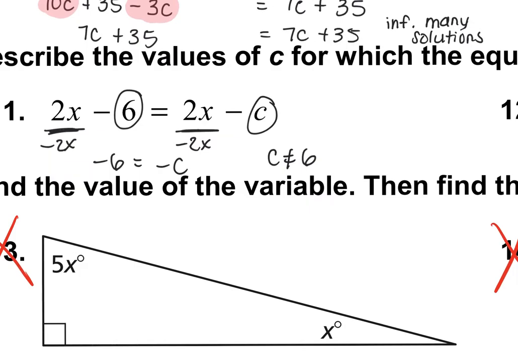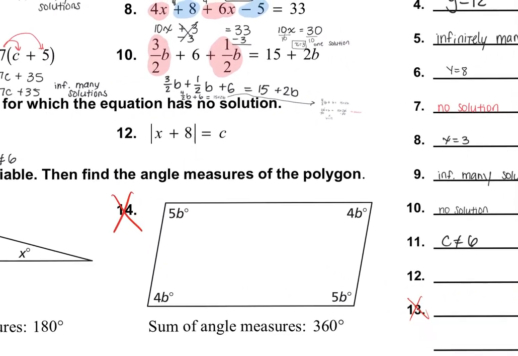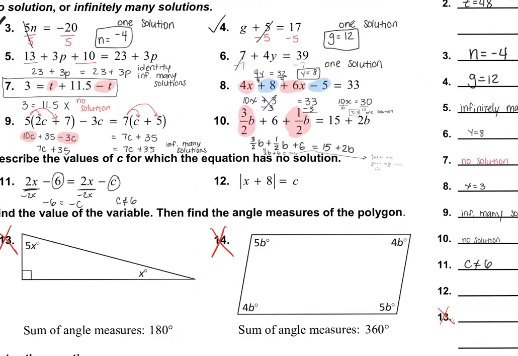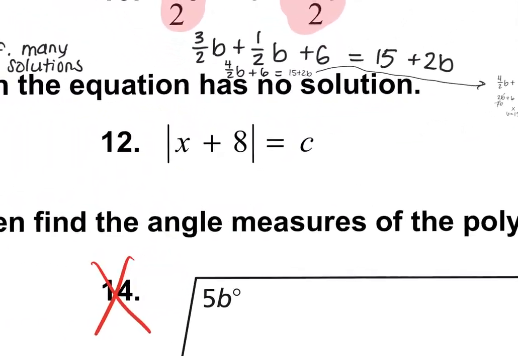We would have infinitely many, because negative 6 always equals negative 6. Okay, checking out number 12. We're trying to find the values for c for which the equation has no solution.